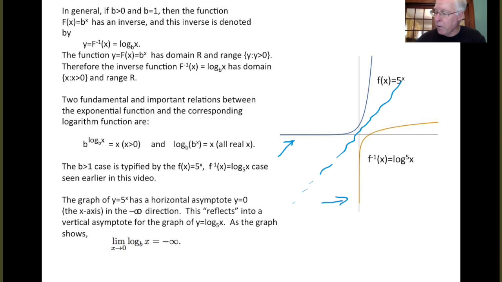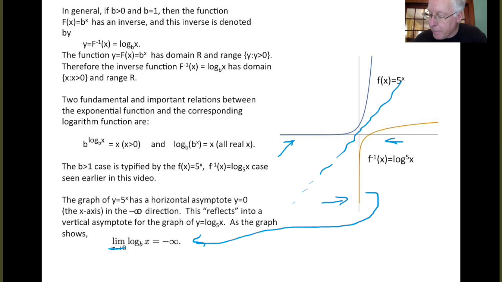Now we can see here that as the inputs to the logarithm function go towards 0, that is get closer to 0, we see the outputs come out down here, they get large and negative. And so this vertical asymptote along the y-axis is described analytically by the limit as x goes to 0 of log base b of x equals plus infinity.